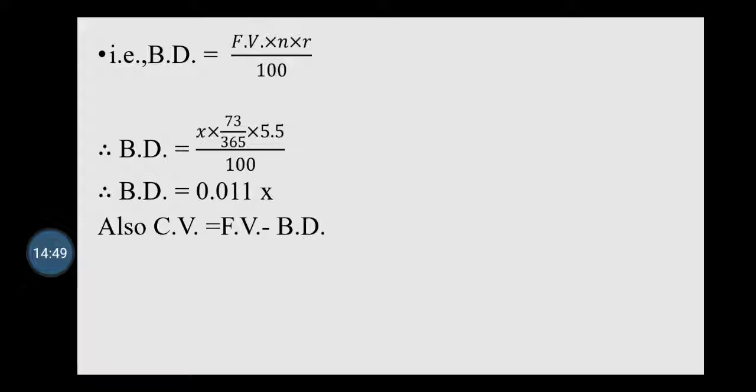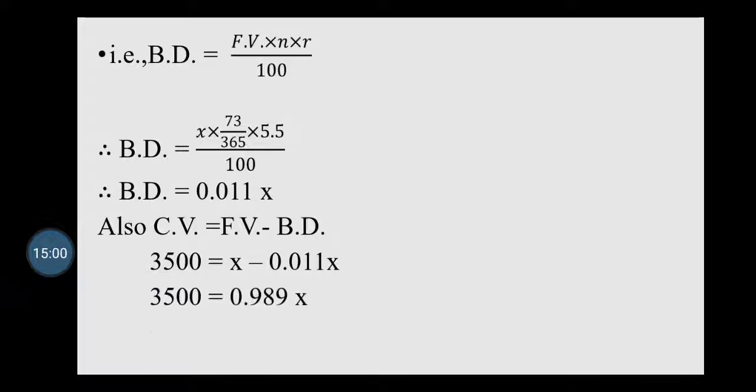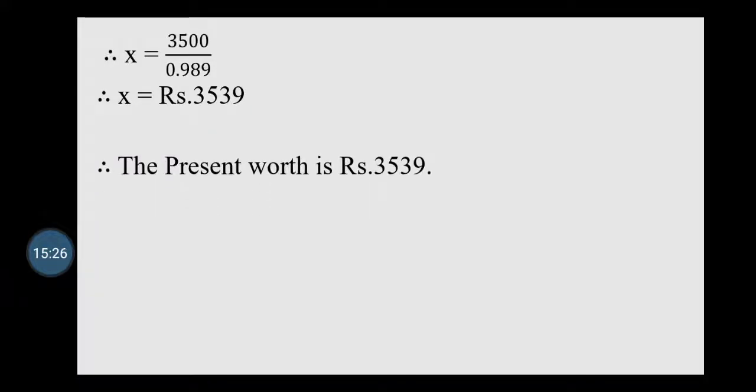We know that cash value equals face value minus banker's discount. Here face value is x. Cash value is given in the question. So 3500 equals x minus 0.011x. When we solve this, we will get 3500 equals 0.989x. So x equals 3500 upon 0.989. When we solve this, we will get x equal to 3539. That means the present worth for this bill is rupees 3539.